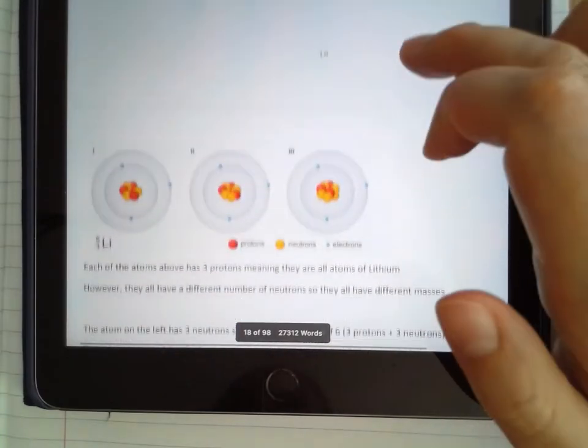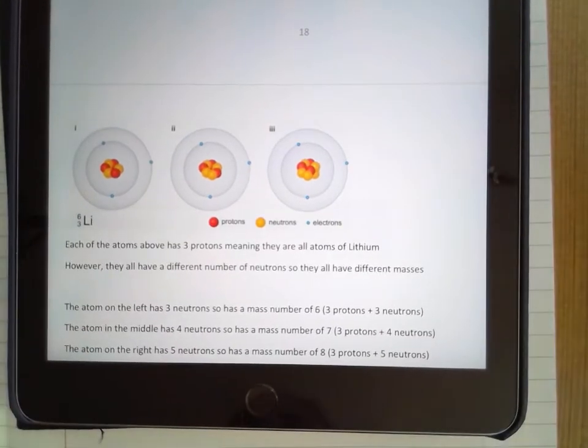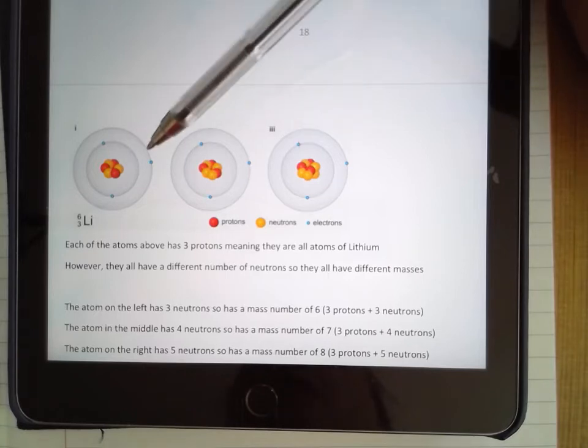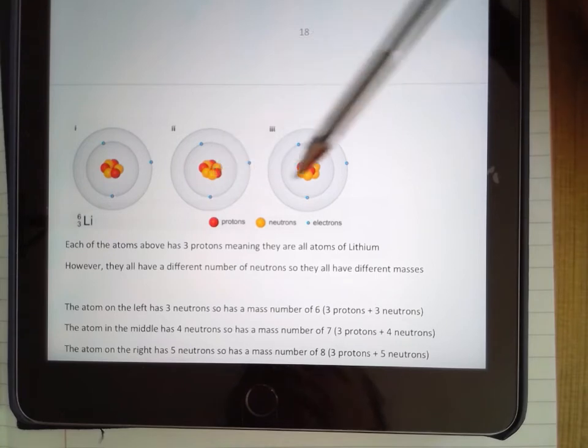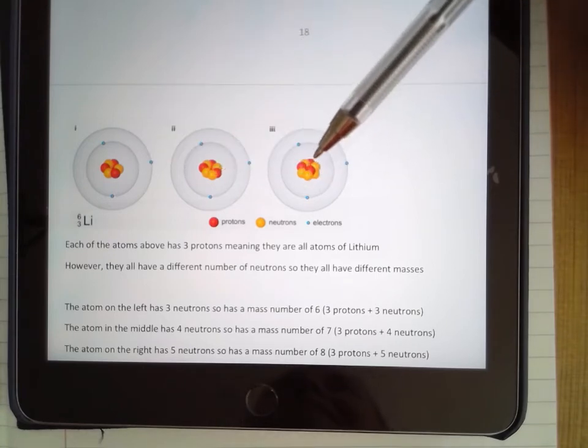Okay, so here I've drawn out isotopes. Okay, so what I have is I've got lithium. And the reason I know that each one of these are lithium is because each one of these has 3 protons. So the protons are the red circle, and each diagram has 3 protons. So each diagram represents lithium.